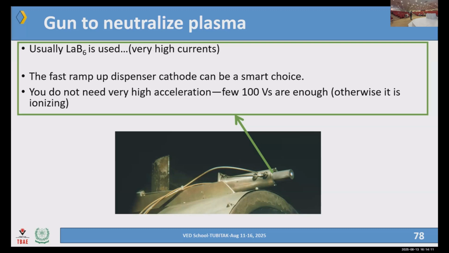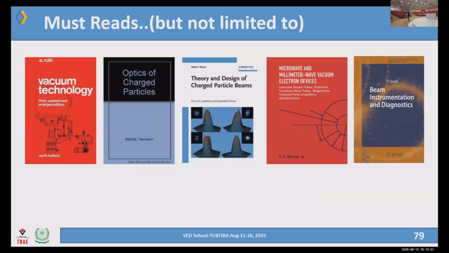Lanthanum hexaboride is a very high-end crystal. I tried to use it, but it needs a very high activation temperature. But it generates very high currents, so that can be an option as well. So electron guns are very simple as compared to the microwave devices. This is from my side here.